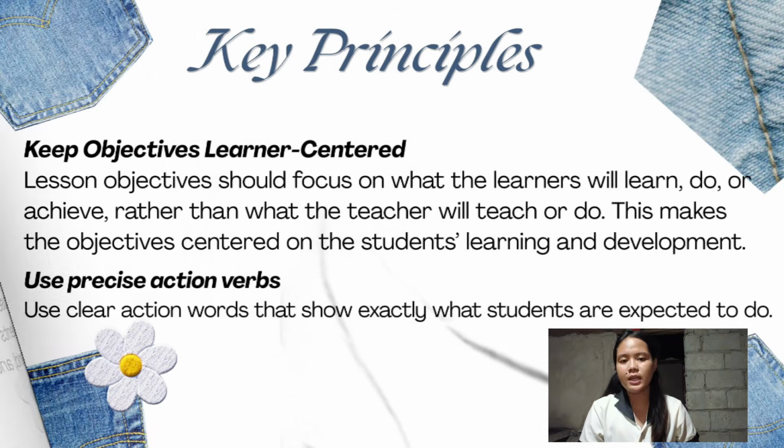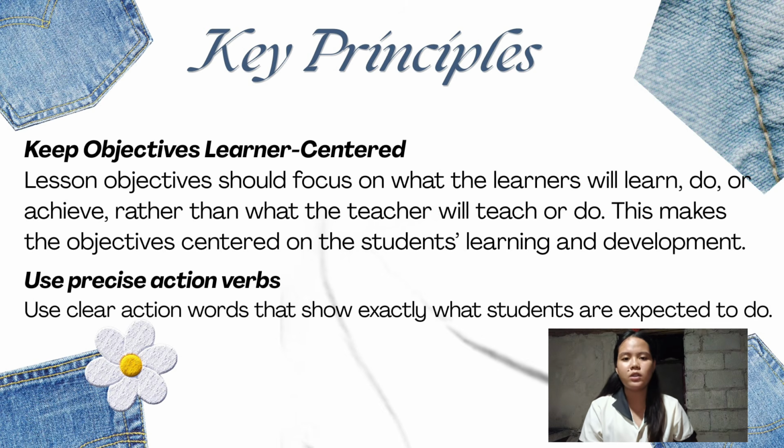Now let's go to the four key principles of lesson objectives. These principles are important because they remind us what to consider when writing our objectives. Number one is, objectives should be learner-centered. This means we should focus on what the students will learn or do, not what the teacher will do. For example, instead of "the teacher will explain the three domains," we can write "students will identify the three domains." The teacher may still explain the topic, but the objective focuses on the students' learning. So, when writing an objective, ask, what will my students be able to do?